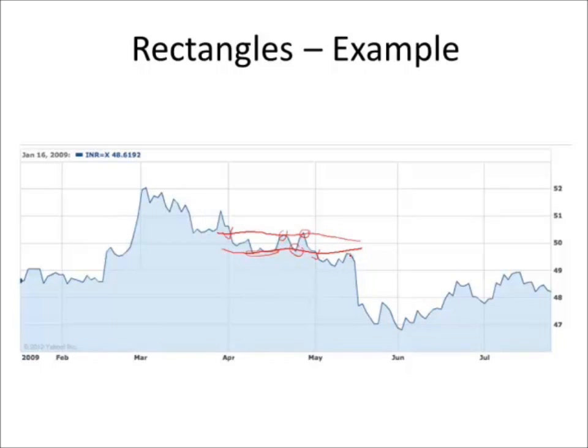Now what's interesting here is that this line now becomes the future resistance level, and we can see the price nearly goes up to this resistance level before going much further down. So this is an example of a rectangle. Rectangles are fairly common in financial markets. If you look around for them, you can find them.